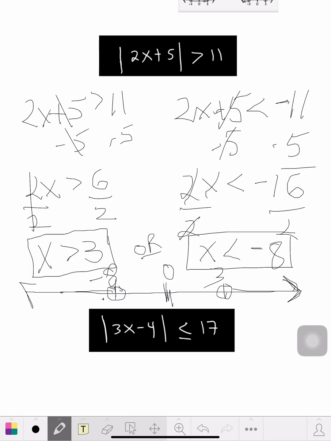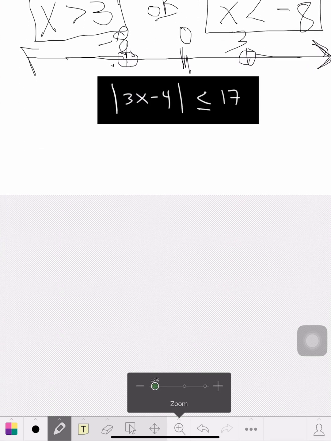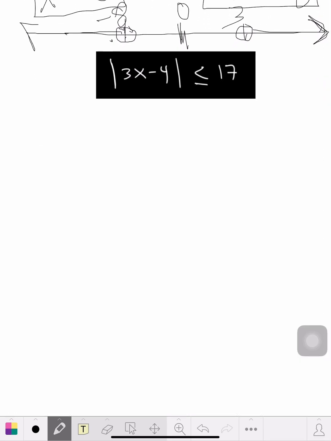Okay, let's go to the next one. Now you look at this. This is less than, so that means this is going to be an and, because there's no or in there. So this will have an and for the solution. It'll be this and this. Just remember that, that's how it's categorized.